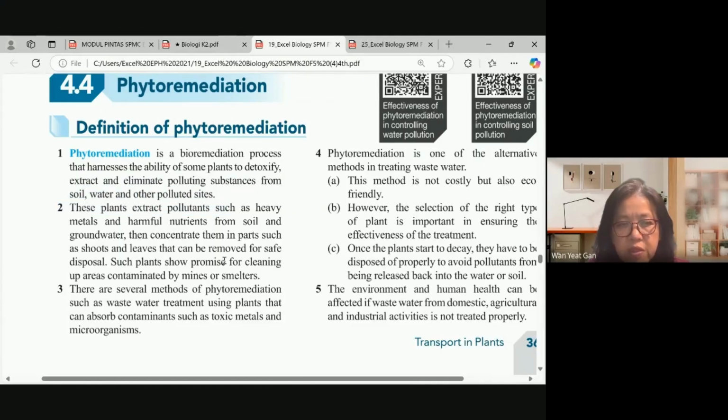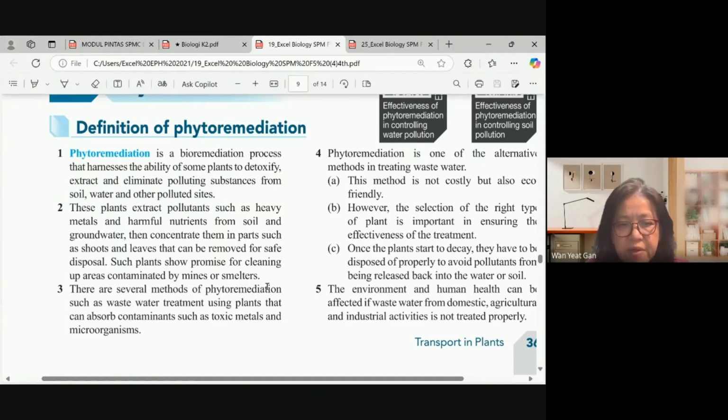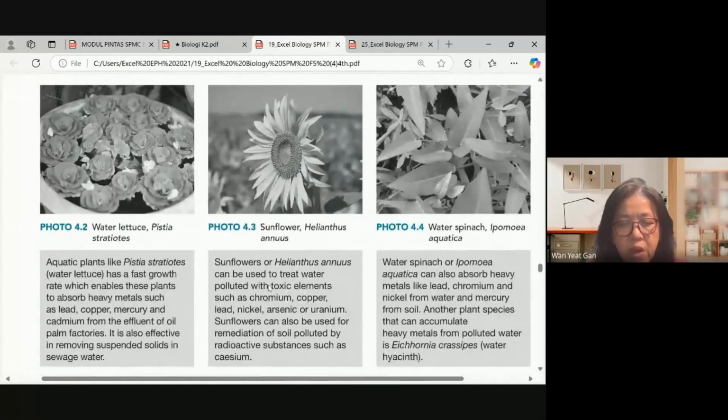Okay, so some of the plants that have the ability to absorb waste product or toxic product from the pond will be water lettuce, sunflower, and water spinach.